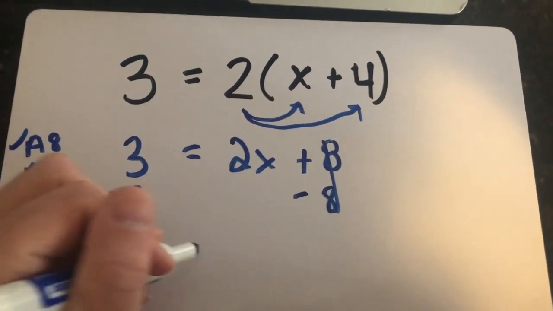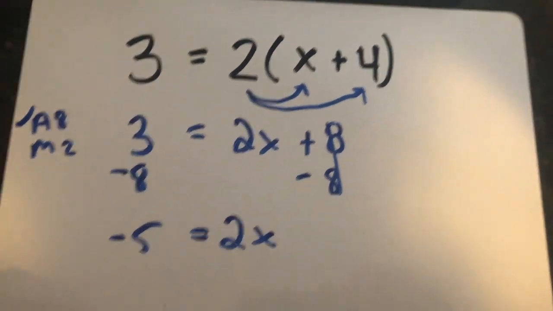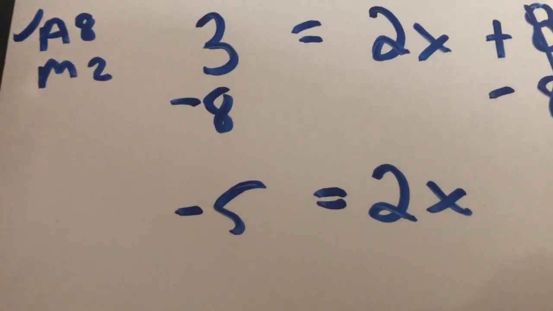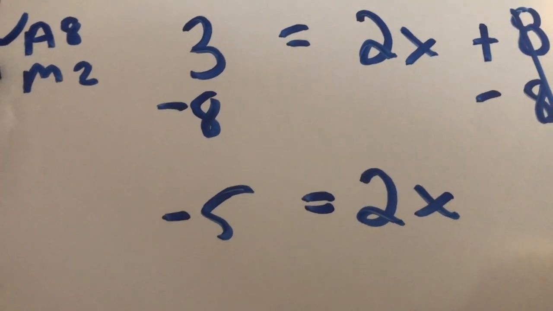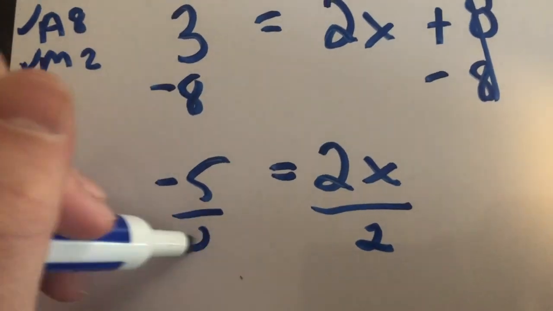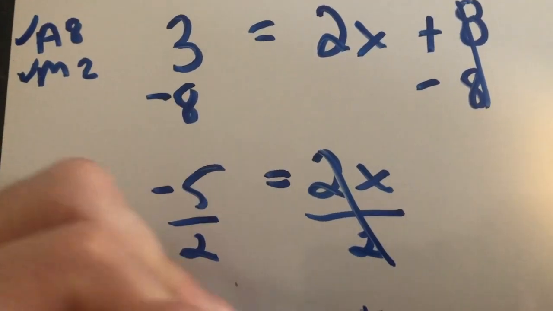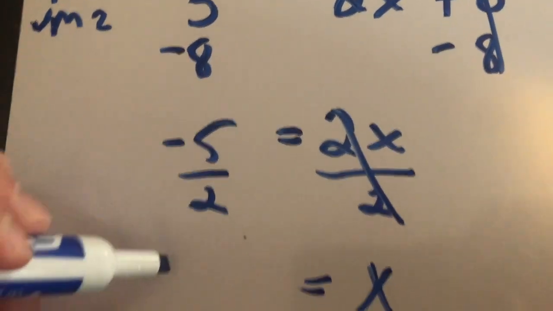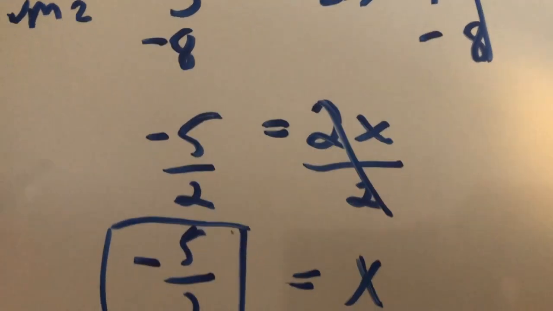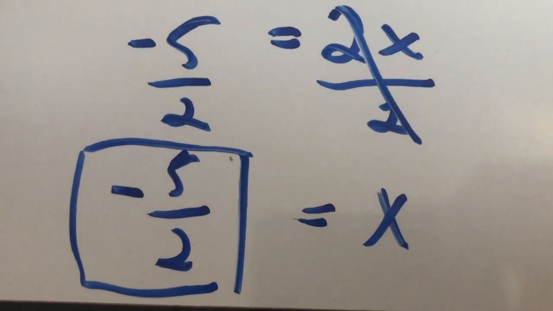We're left with negative 5 is equal to 2x. At this time, we just have the multiplication of 2 that is left. So to take care of that, we need to divide both sides by 2, leaving us with x is equal to negative 5 halves. Okay, negative 5 halves.